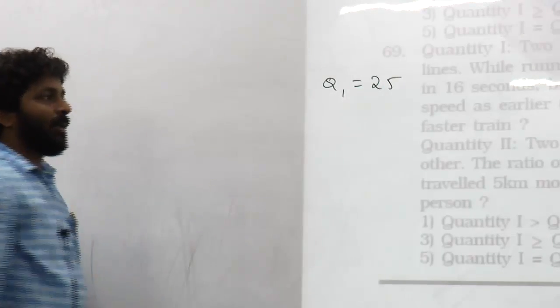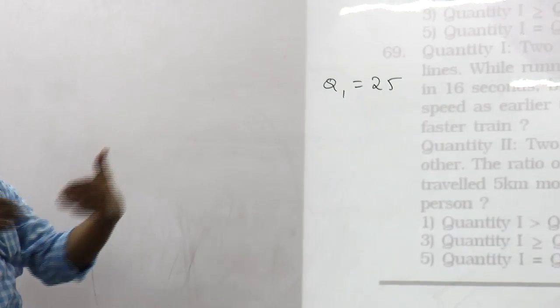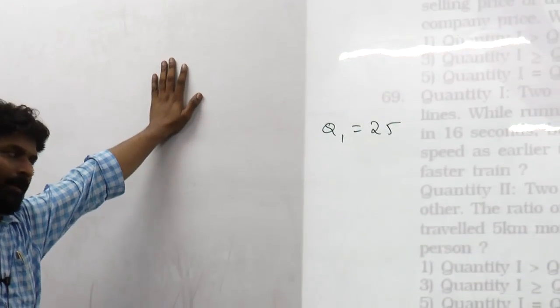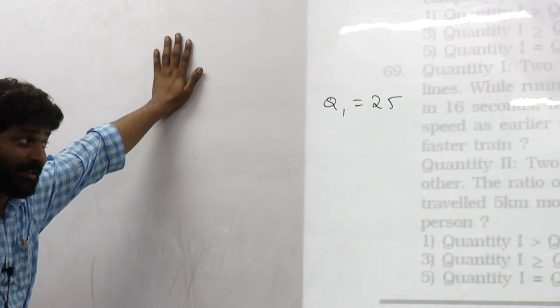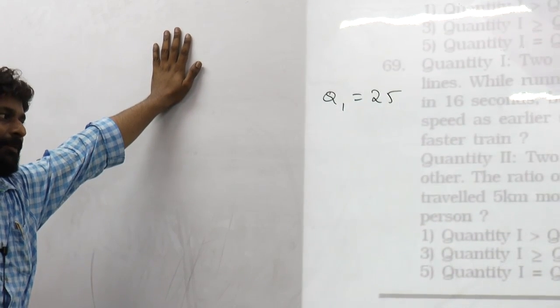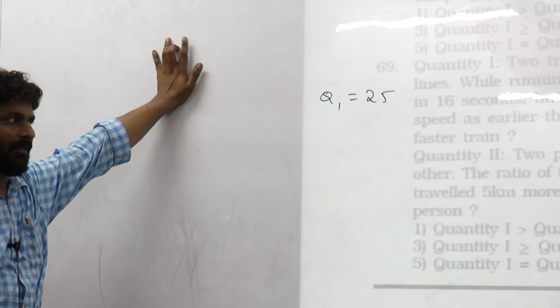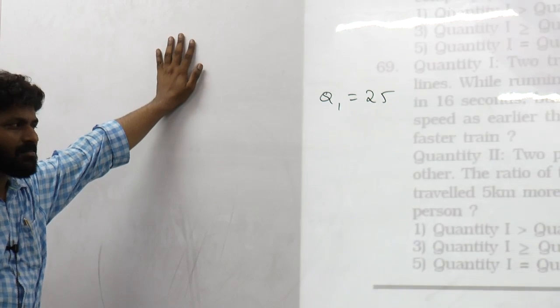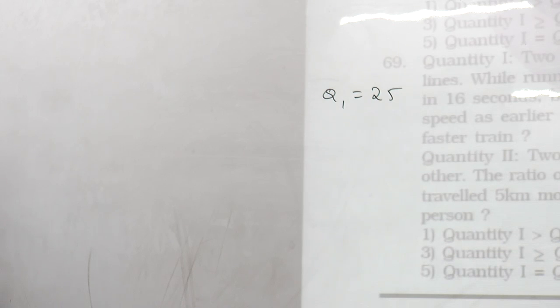Next, 2 persons start from X and Y respectively and travel towards each other, in opposite direction. The ratio of their speed is 5:4. By the time they meet, the first person has travelled 5 kilometers more than the second. What is the distance travelled by the second person?